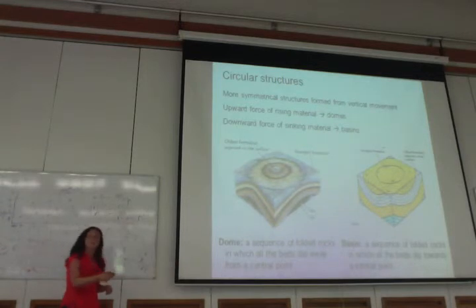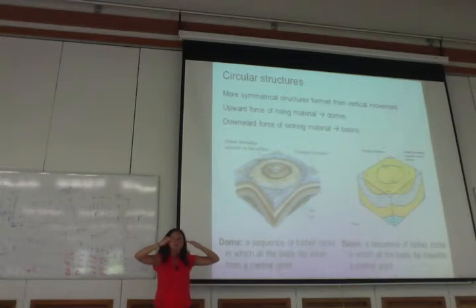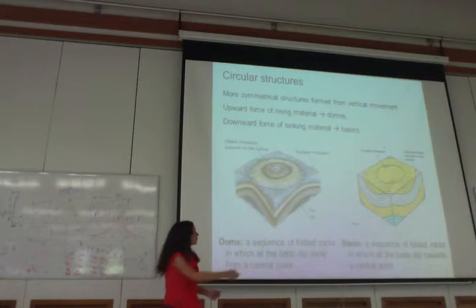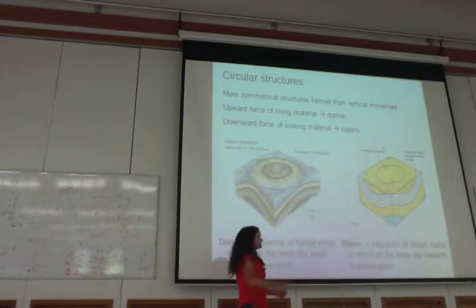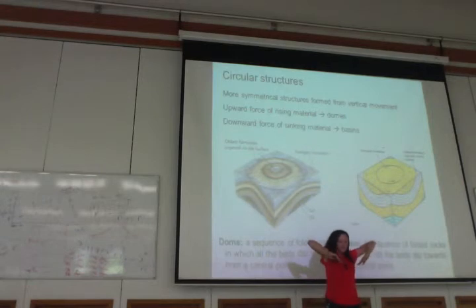And the opposite can happen if you have something heavy, or you get thermal subsidence. So if a piece of crust falls down, it can contract, and the beds end up being warped down into what we call a basin. And in a basin, all the beds surrounding it dip towards the central point.